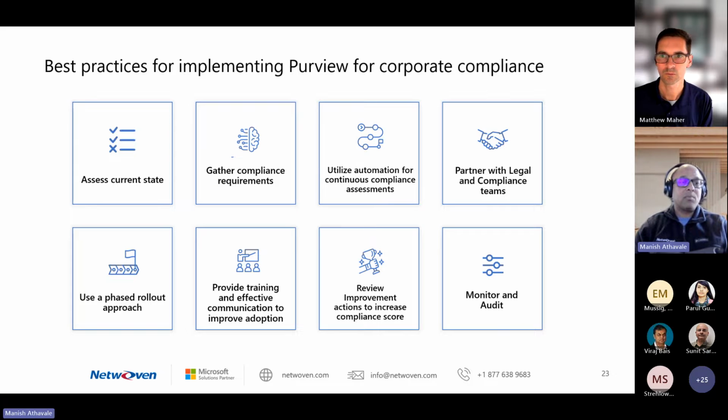And then you can start providing effective communication to improve adoption. So once you have started rolling out, right, make sure that you have a good training and adoption plan. And then you can review the improvement actions to increase the compliance. So look at the compliance manager. It will tell you what all compliance issues you are having so that you can start addressing those and maintaining a good environment. And make sure you monitor and audit. So these are some of the best practices that you can implement.